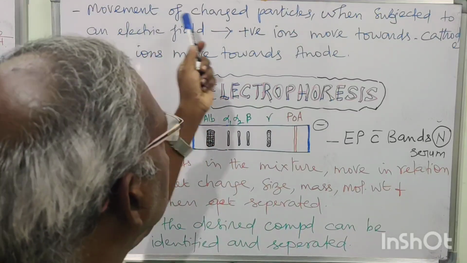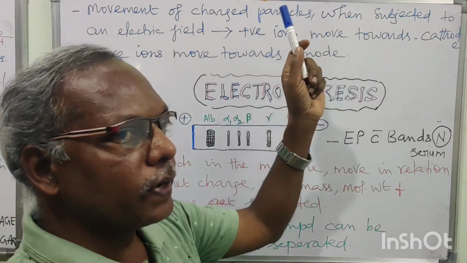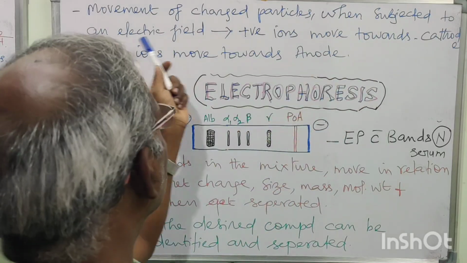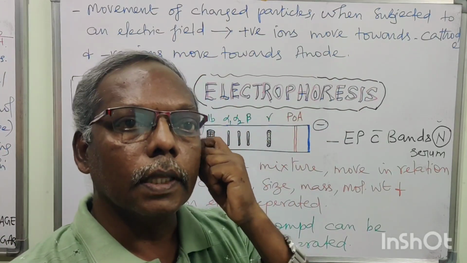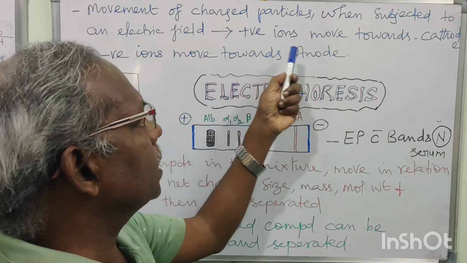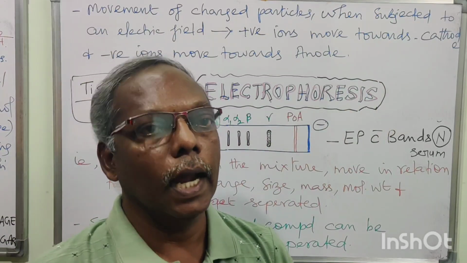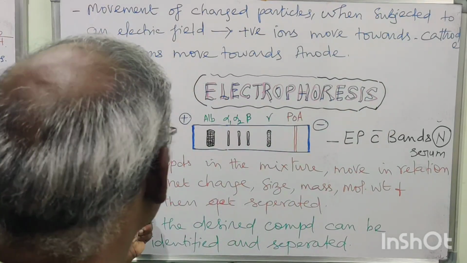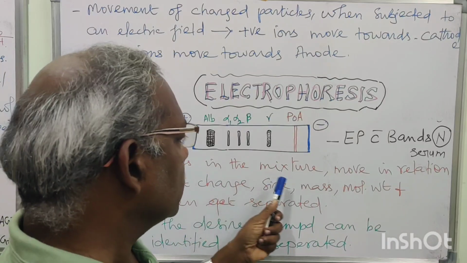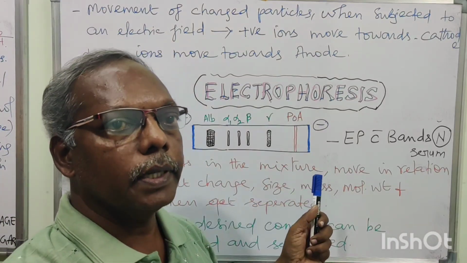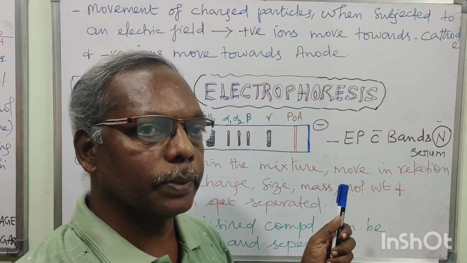So the movement of charged particles when subjected to an electric field is that positive ions move towards the cathode whereas negative ions move towards the anode. That is, the compounds in the mixture, you are applying one mixture of compounds for the separation of proteins.